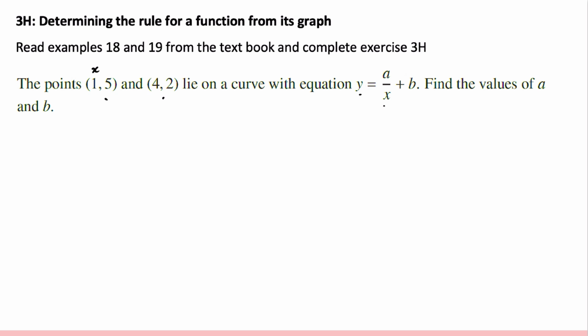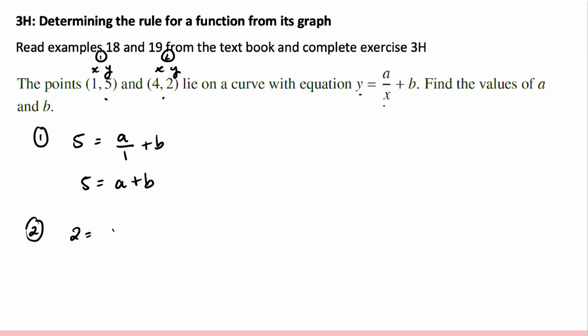Now this is point 1, remembering that this is the value of x and y, and that can just be substituted in. So I'm just going to label that as point 1 and 2. When I sub in point 1, I'll get 5 is equal to a on 1 plus b. When I simplify that, that'll be 5 equals a plus b. When I do point 2, I'll get 2 is equal to a on 4 plus b.